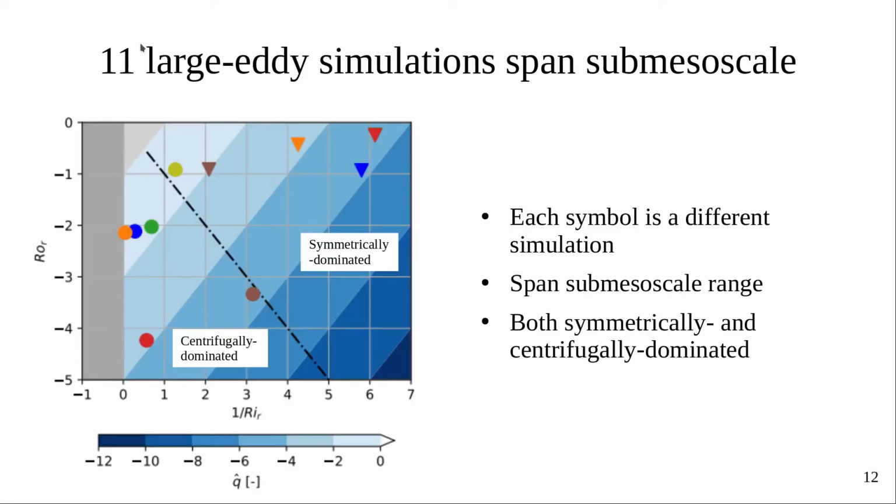And these are the 11 simulations I'm going to run. They span the submesoscale range of the parameter space, so they're all plotted here in this picture. In the horizontal axis you can see 1 over Richardson number, in the vertical axis it's the Rossby number, and each symbol here is a different simulation. Everything to the right of this dashed line is symmetrically dominated. Everything to the left of this line is centrifugally dominated.